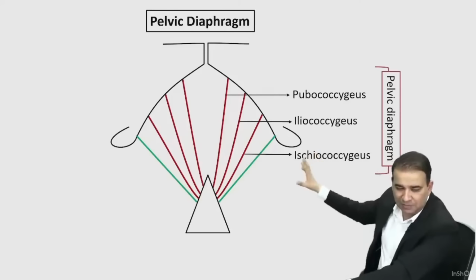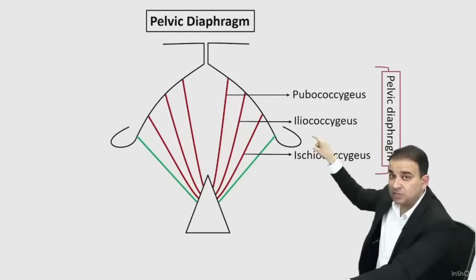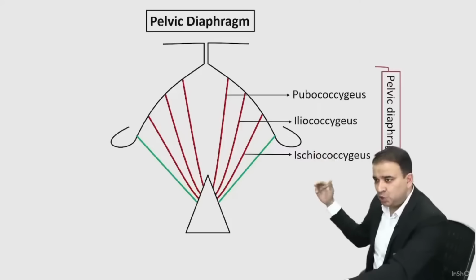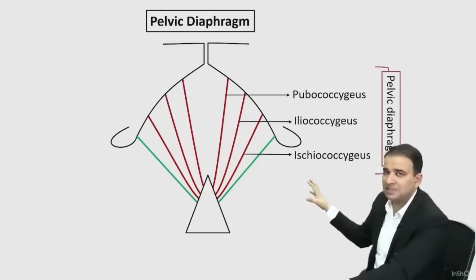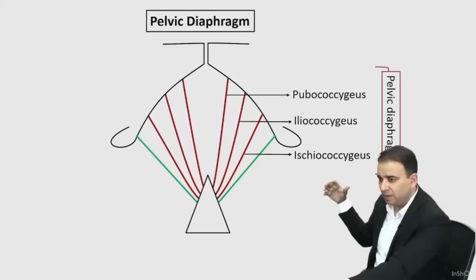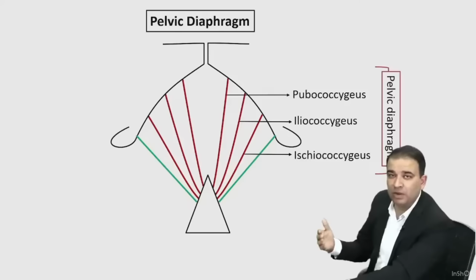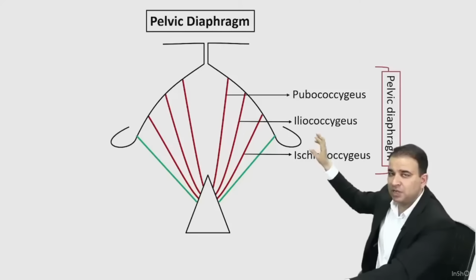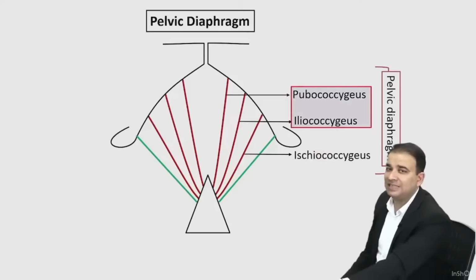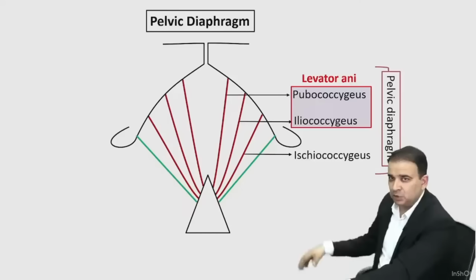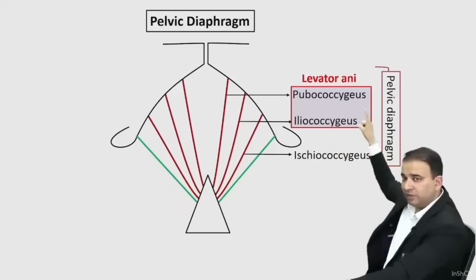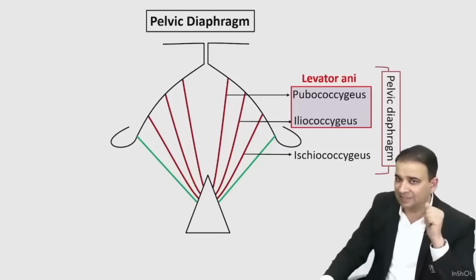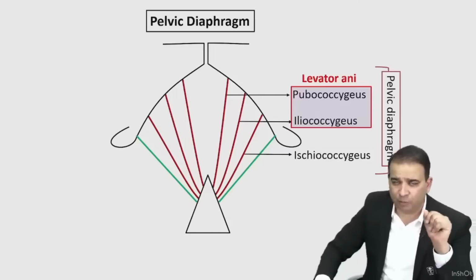But out of these three muscles, it's the pubo and iliococcygeus muscles which are functionally important, and not the ischiococcygeus. Ischiococcygeus, or simply coccygeus muscle, is more useful in lower animals, the quadrupeds, for the movement of the tail. In humans it does not have that much function. It's the pubo and iliococcygeus muscles which are important, and together they are also referred to as the levator ani, guys. So all three muscles form the pelvic diaphragm, but pubo and iliococcygeus together are called the levator ani. So levator ani is a part of the pelvic diaphragm only.